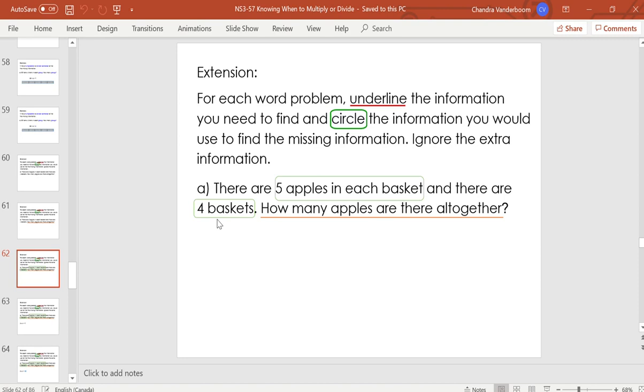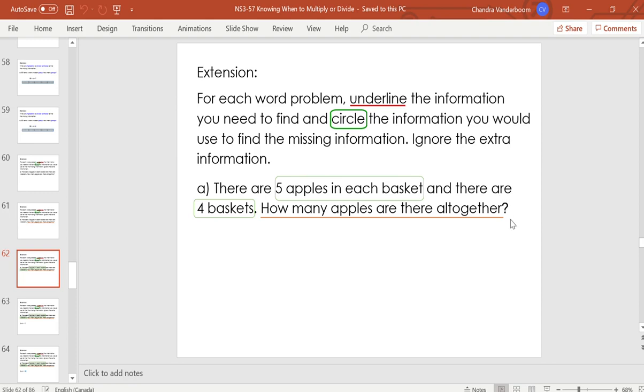Sometimes questions will say something like, there are 5 apples in each basket, and there are 4 baskets, and I really like apples. How many apples are there altogether? You don't need to worry about the part that I really like apples. That doesn't have anything to do with our math question. So that's what they mean when they say ignore the extra information. But here we have some good pieces of information. We know there's 5 apples in each basket. We know there's 4 baskets. So how many apples are there altogether?